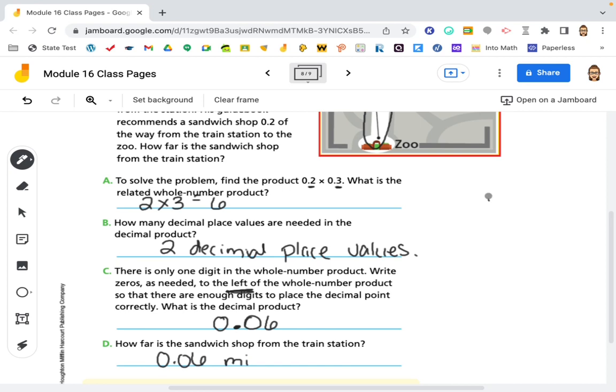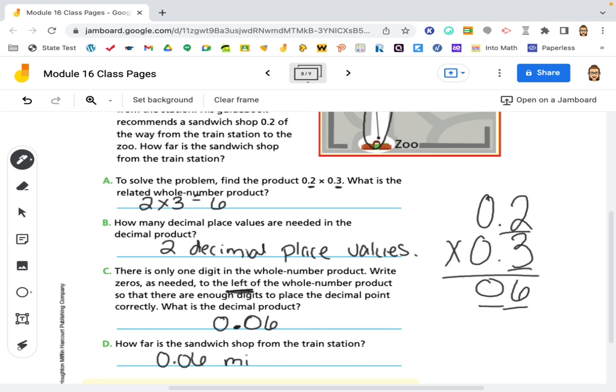So if we look over here, we see 3 times 2 is 6, 3 times 0 is 0, 1, 2, 1, 2. We can add that 0 to make it look a little nicer. So basically, we're just taking our whole numbers, multiplying them, placing our decimal point.